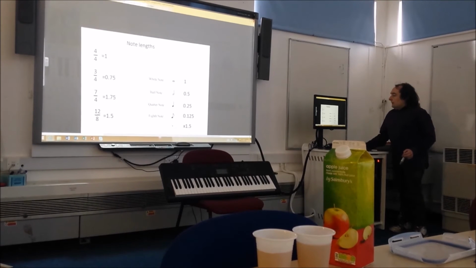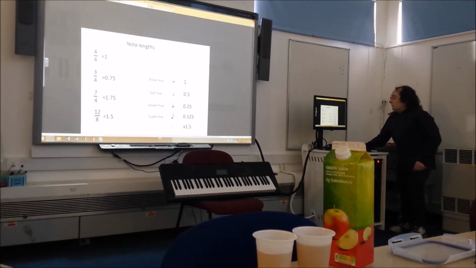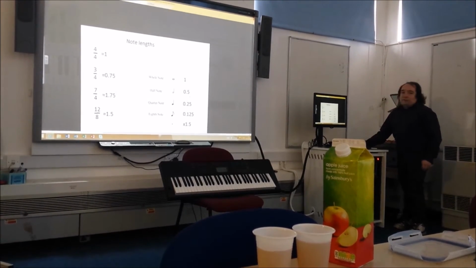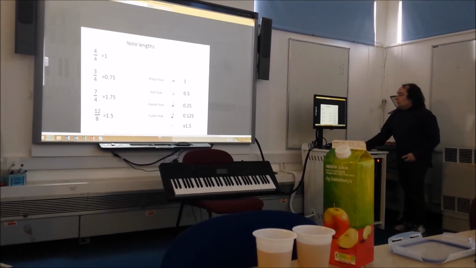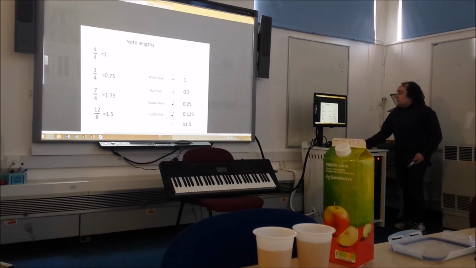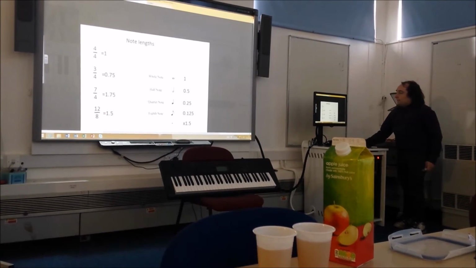You can add a little dot after any of these and multiply the value of it by 1.5. So if we had this one here, the half note, with a little dot next to it, that will be 0.75. And what we want to do is have a collection of these notes so that the values from them add together to make our bar.